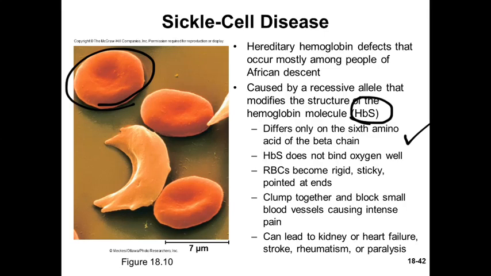And the mutation in the hemoglobin causes now the red blood cells to get a little bit more rigid, to get sticky. They get pointed at the ends. The molecules themselves are polymerizing. This can lead to a blocking of blood vessels, not a blood clot like a fibrin clot, but it can lead to a blockage of blood vessels.